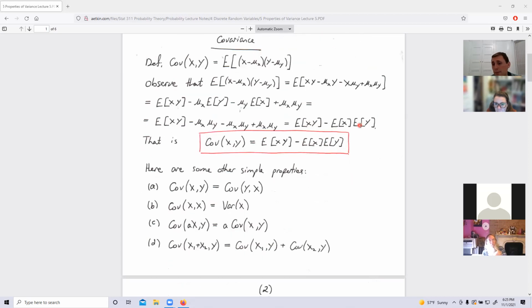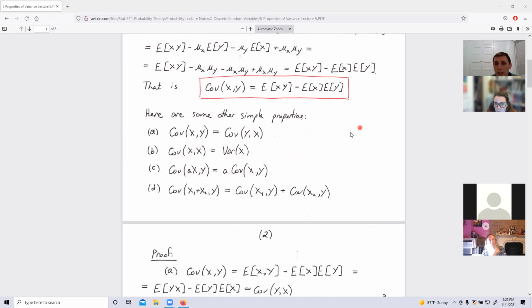So, some simple properties to consider. A: naturally, the covariance of X and Y is the same as the covariance of Y and X. You agree? Just rearranging terms, it's multiplication, it doesn't change anything. If I place Y first and X later, I will just write the same formula but reshuffle the terms. B: as I mentioned, the covariance of X with itself is just the variance of X.